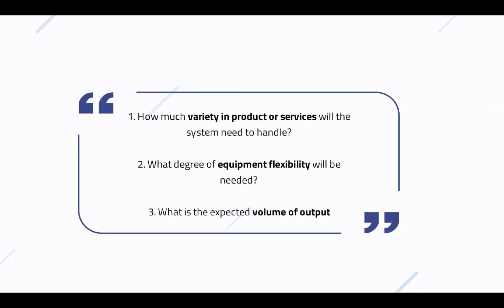The questions when we want to select a type of process are: 1. How much variety in product or services will the system need to handle? 2. What degree of equipment flexibility will be needed? 3. What is the expected volume of output? For example, one food product has varieties: 5 spicy flavors, 8 sweets, and 10 original flavors. These are the amount of varieties that we need with the help of our flexible equipment.